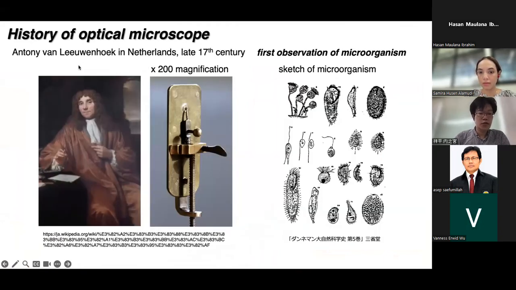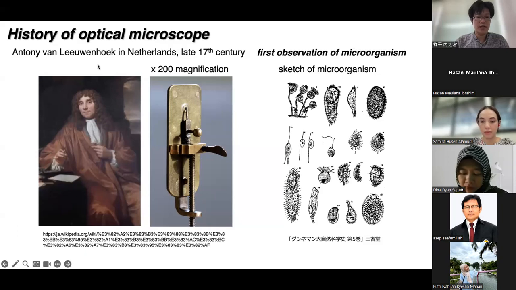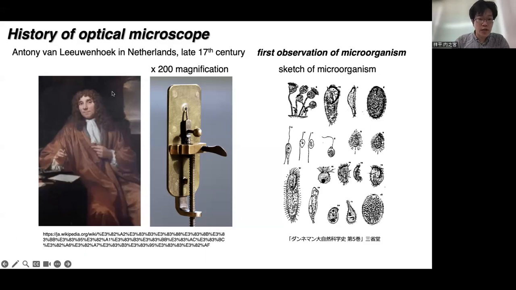Okay, then, in the same age, the late 17th century, Leeuwenhoek in the Netherlands also developed magnifying glasses. So this is a handy type of magnifying glass. However, this glass worked very, very well, and magnification reached 200 times. And here he puts the sample here and observes the sample from this side.